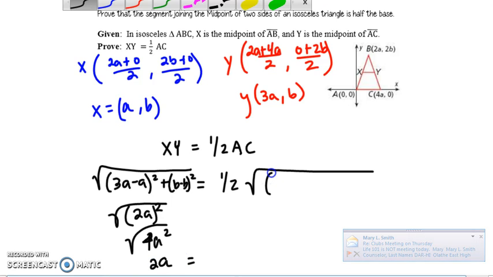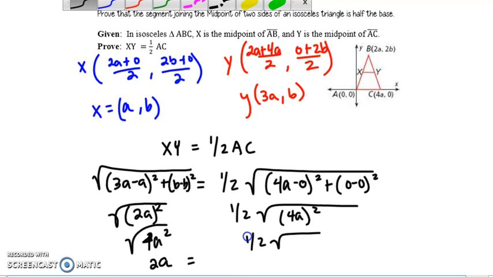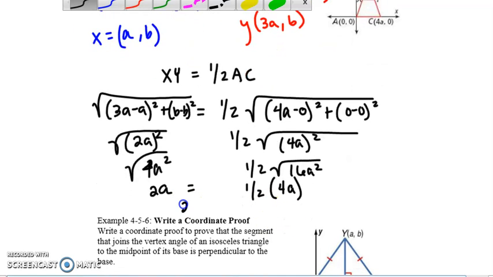And then over here, 4a minus 0 squared plus 0 minus 0 squared. And again, our 1/2 just going along here. And 4a squared, and then 1/2 square root of 16a squared. And so 1/2 of 4a is 2a. So 2a is equal to 2a. Perfect. And there it is.